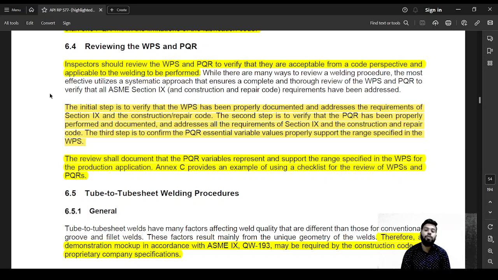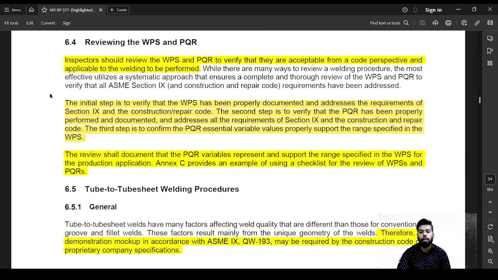The second step is to verify that the PQR has been properly performed and documented and addresses all the requirements of Section 9 and the construction and repair code. The third step is to confirm that the PQR essential variables properly support the ranges specified in the WPS. The review shall document that the PQR variables represent and support the range specified in the WPS for production application. The NBIC provides the checklist used for reviewing the WPS and PQR.